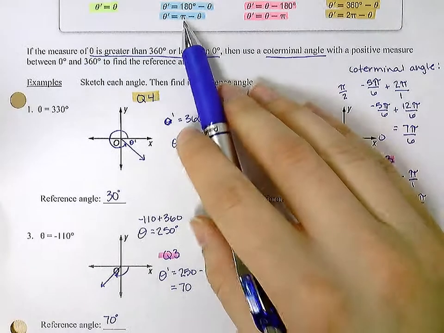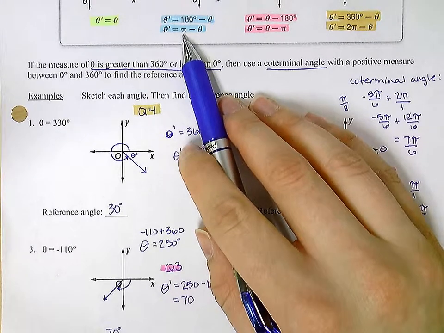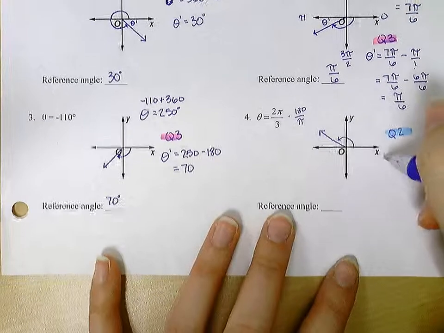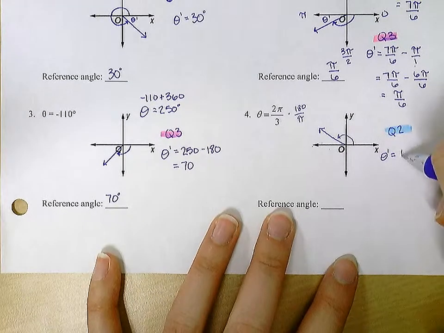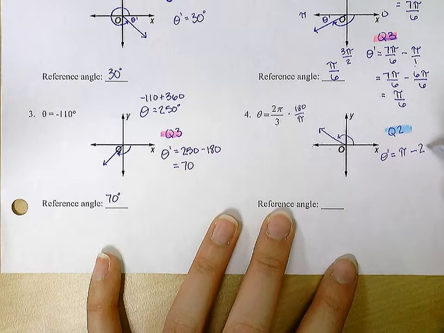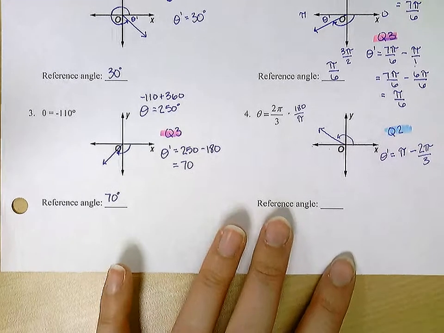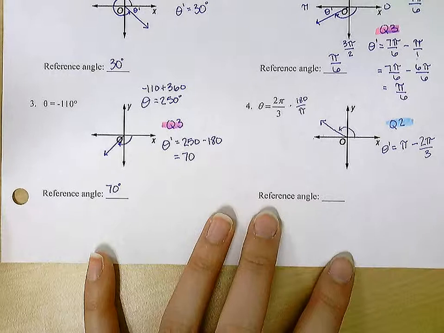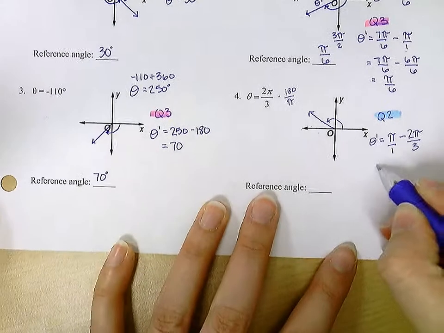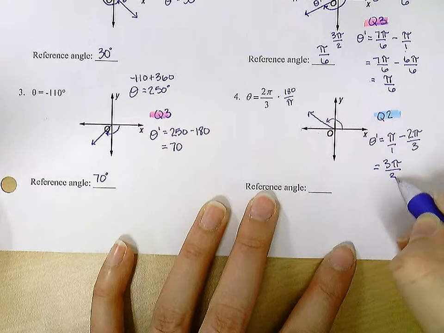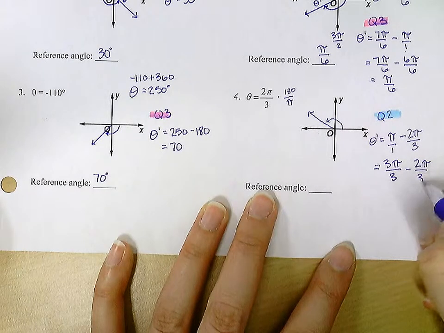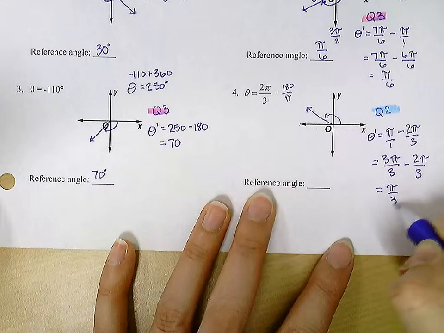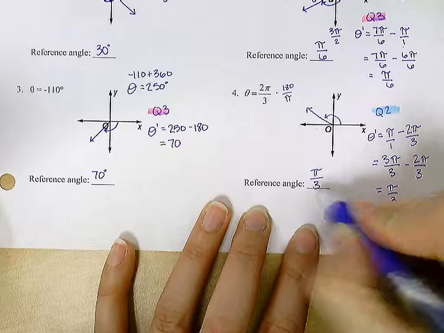In quadrant 2, using our radians formula here, we're going to take pi minus our original angle, theta. So to find theta prime, we'll take pi, subtract 2 pi over 3. Now again, when you're subtracting fractions, you do need a common denominator. So I need to change this pi over 1 to 3 pi over 3. And I end up with pi over 3 as my reference angle.